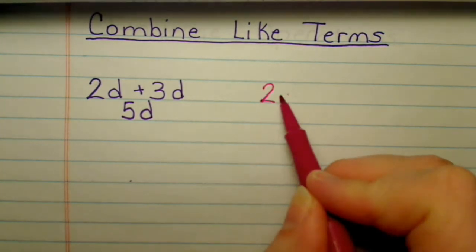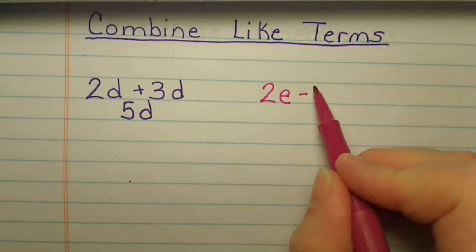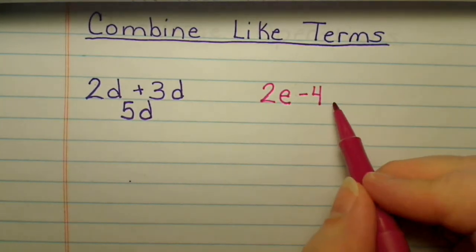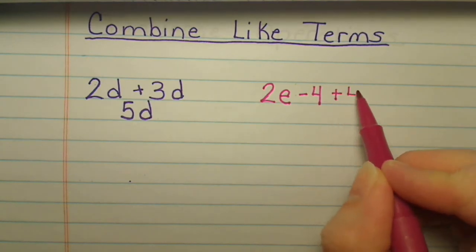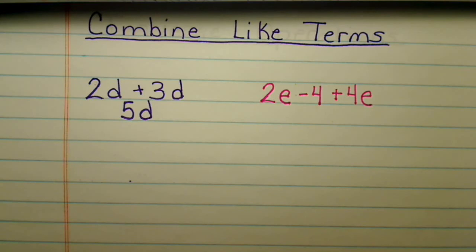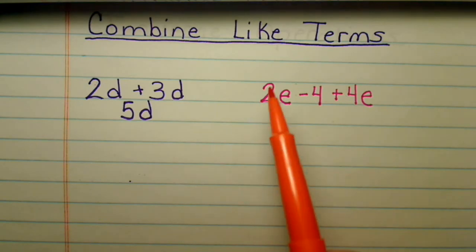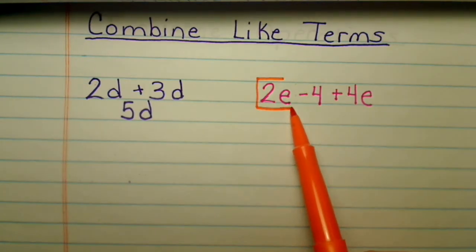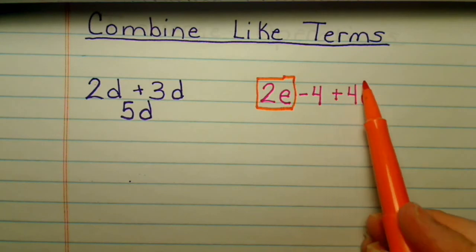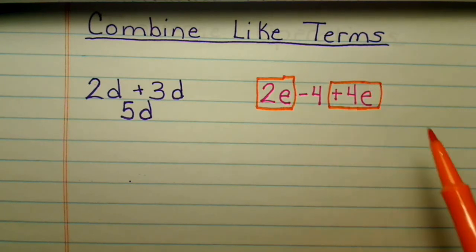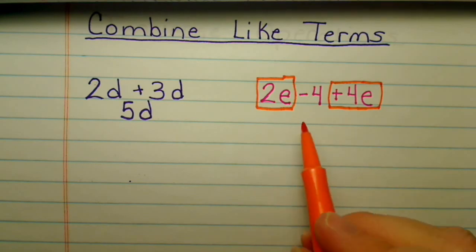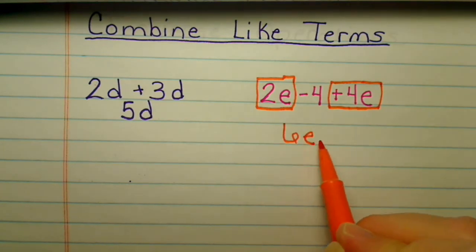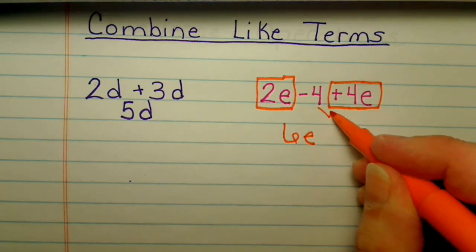Let's say you have 2E minus 4 plus 4E. Now here's the thing in this problem. You want to, once again, combine your like terms. And your like terms are the same variables. So that means I'm going to want to combine this 2E with this 4E. And that gives me 6E. And since that doesn't have an E, then you just bring it down.